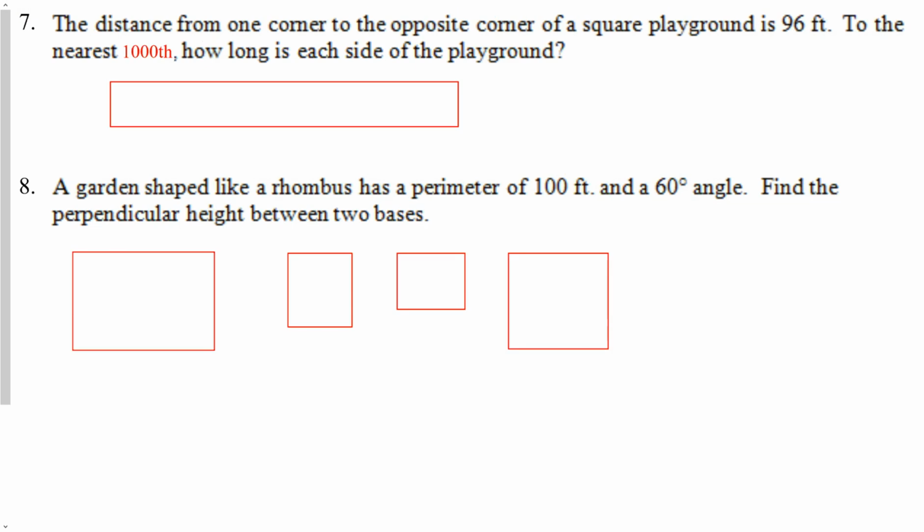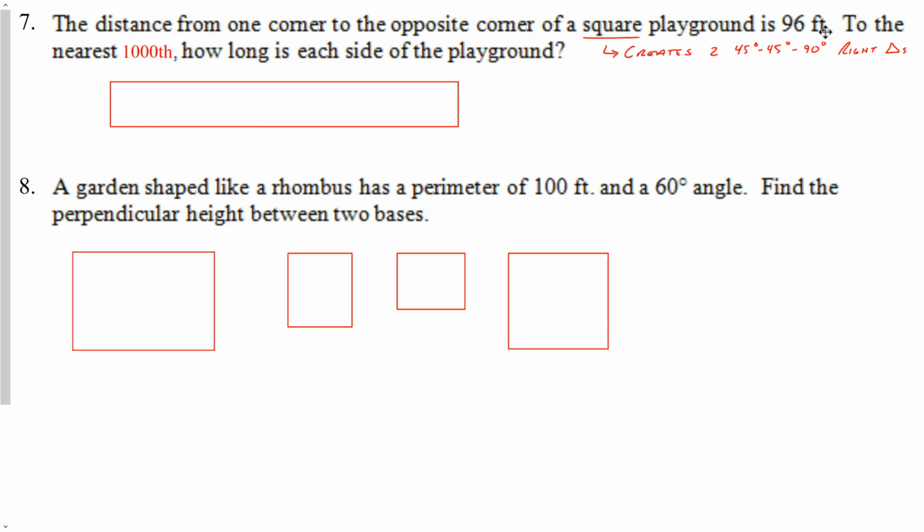Number 7, you're told that the distance from one corner to the opposite corner of a square playground is 96 feet. To the nearest thousandth, how long is each side of the playground? So the key to number 7 is if you're dealing with a square playground and you're talking about the distance from one corner to another, this is a diagonal, which ends up being the hypotenuse of the 45, 45, 90 right triangles that are created.